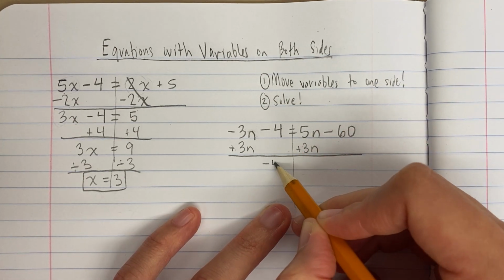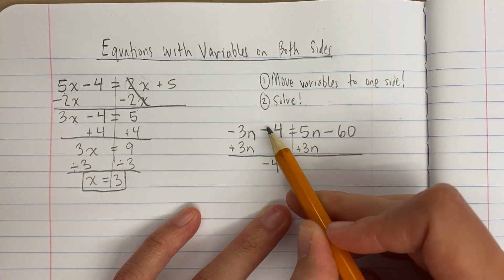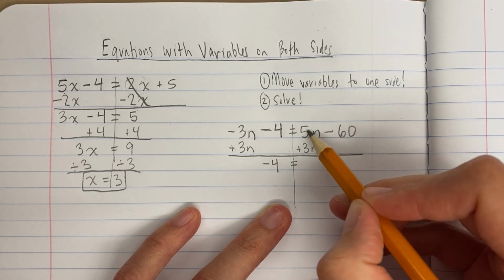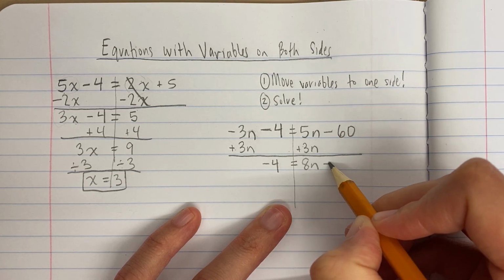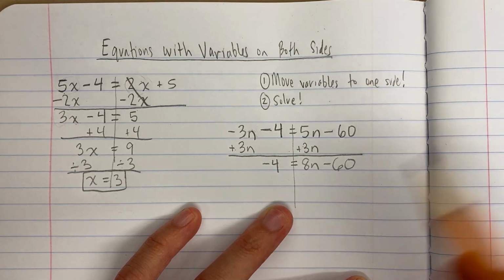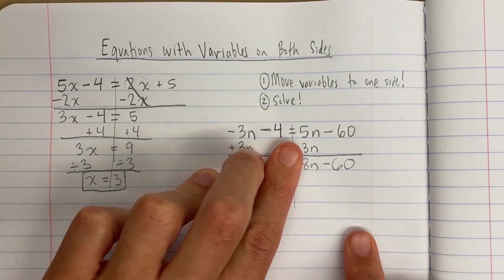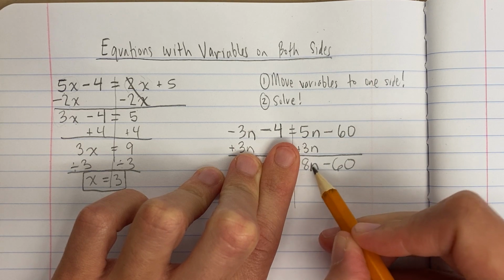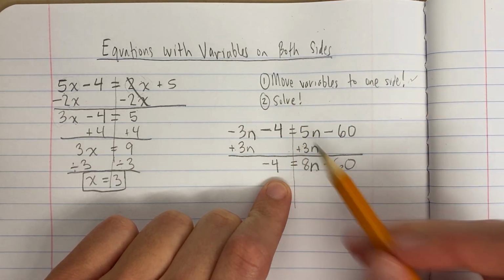So this is negative 4, right? Notice this negative is attached to the 4. So when you bring it down, don't lose the negative. 5n plus 3n is 8n. And then I'm bringing down minus 60. Okay, so now the n is over here on this side, so I need to get n by itself, right? I don't care what's over there because my only goal right now is to get n by itself. I have all the variables on one side, done, and now I'm going to solve.